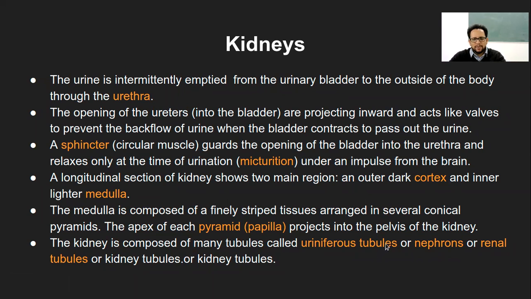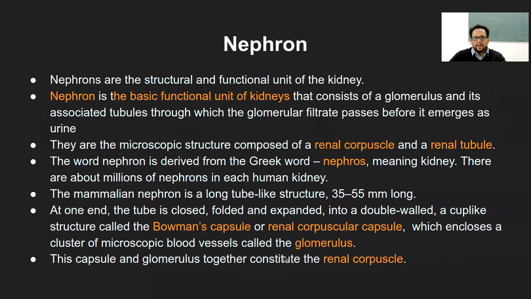Now, of course, the single tubular units present within the kidneys are called uriniferous tubules or nephrons or renal tubules and so on. Right? Now, we will continue from there. So nephrons, as you know, are the structural and the functional unit of the kidney. That means they make the structure of the kidney. That's why the structural unit, and the functional unit because they also perform the function of the whole kidney.